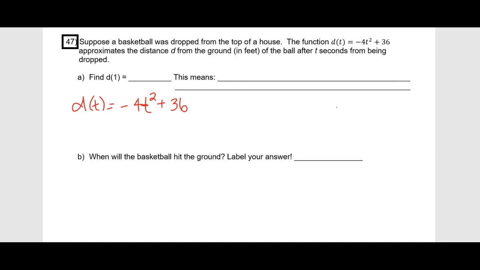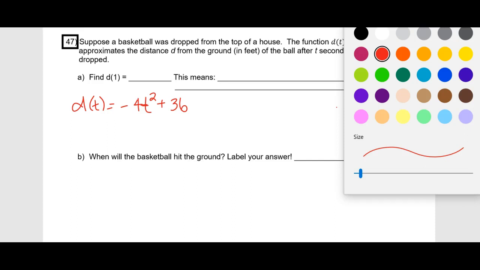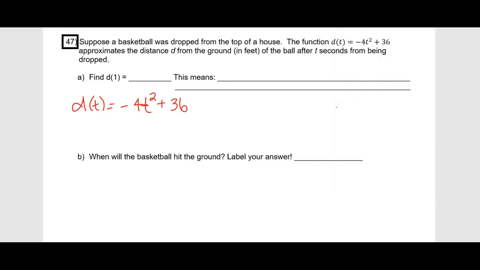Suppose a basketball was dropped from the top of a house. The function approximates the distance d from the ground in feet of the ball in t seconds. So we know that distance from the ground is d, and t represents the seconds in this problem.